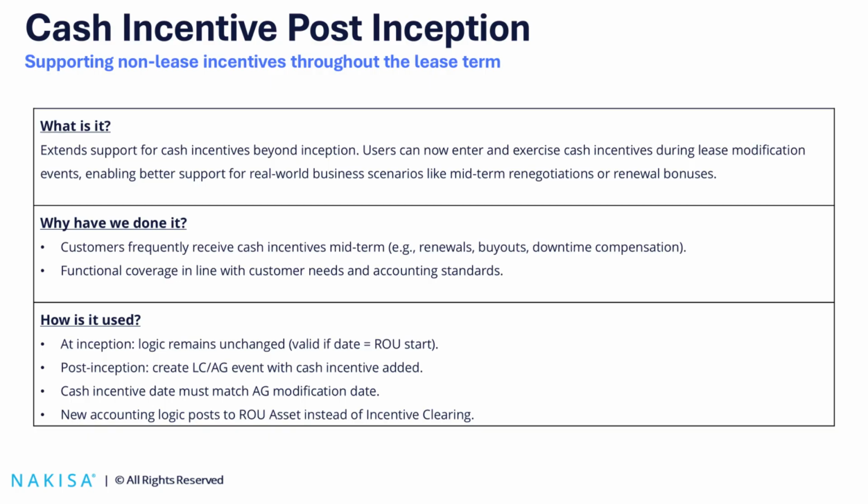How is it used? At inception, the logic remains unchanged. That is, you can enter the date for the cash incentive term as long as it's the same as the ROU start date. Post inception, users can create component events to add the cash incentive term and exercise it at the activation group event. The cash incentive date must match the activation modification date. That's key to remember when using this new feature. There is also new accounting logic: postings now go to the ROU asset instead of incentive clearing accounts. I'll show you an example.